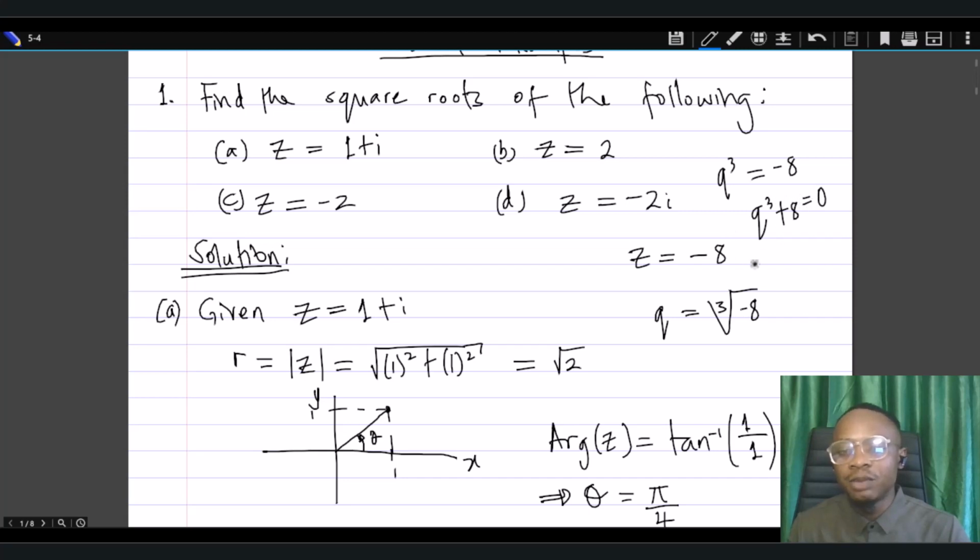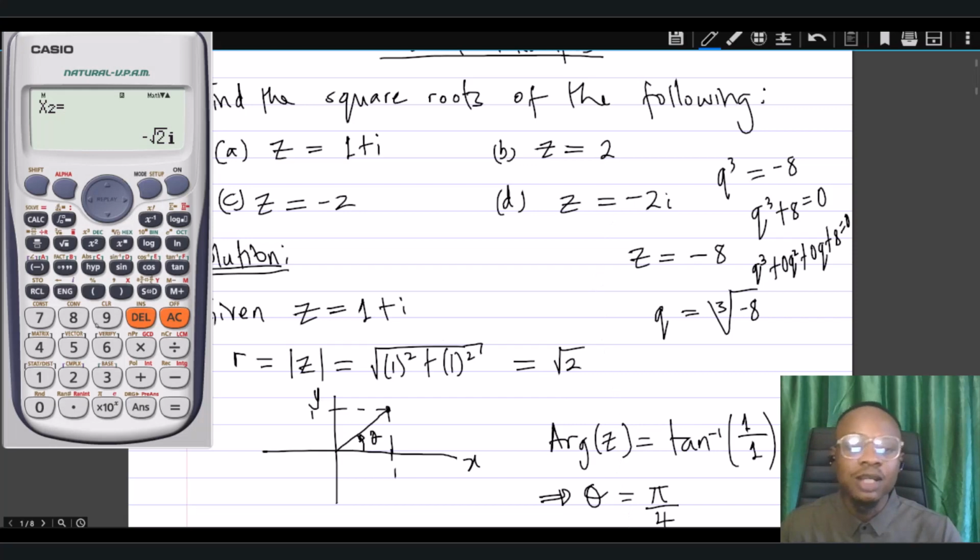So I can form a cubic equation from this because I know my calculator can solve a cubic equation. So I can say this is q cube plus 0 q squared plus 0 q, then plus 8 equals 0. So let's see if our calculator can give us three solutions to that, including the complex roots.